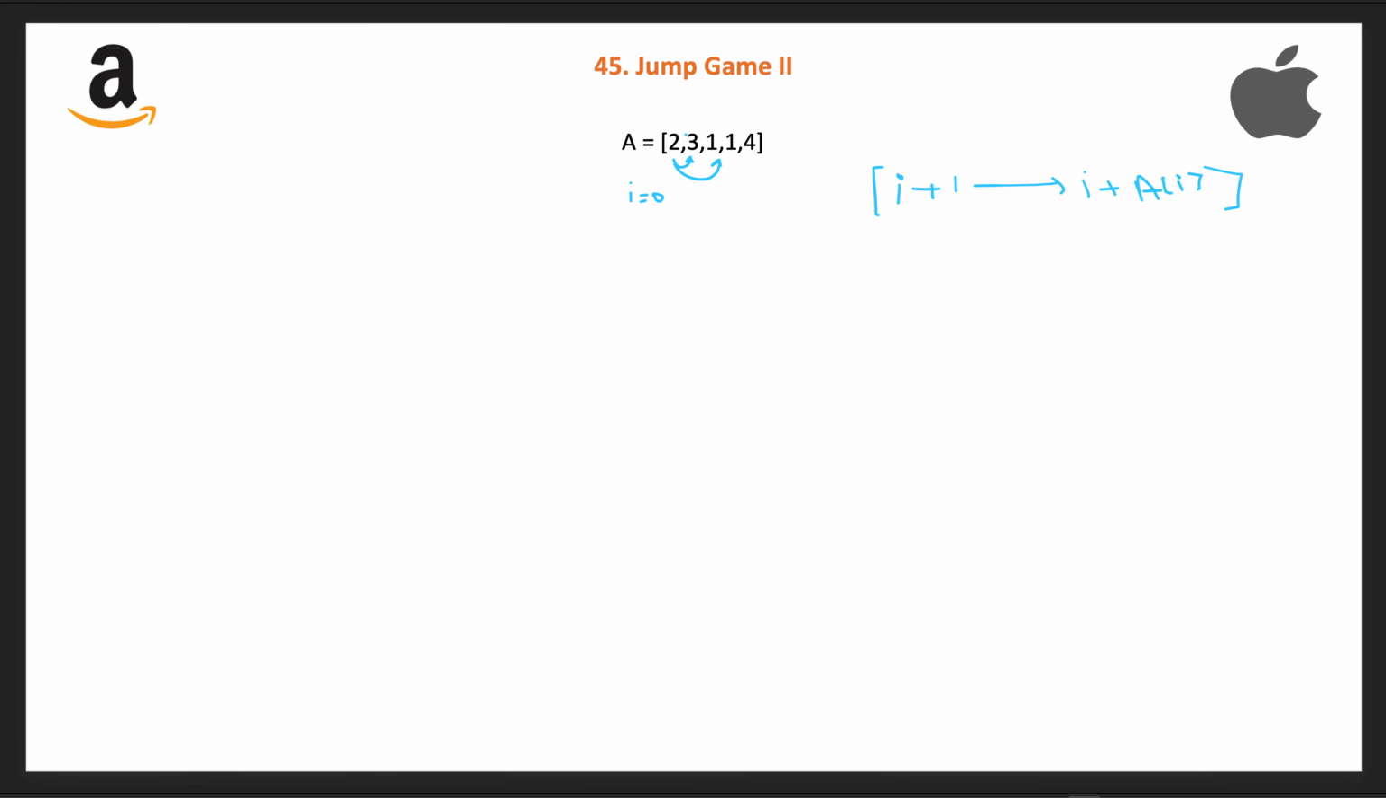So from 2 we can reach 3 or 1, then from 3 we can take this jump, or we can reach the last index. As you can see, to reach 3 we need one jump over here and one bigger jump over here. So minimum we need 2 jumps to reach the last index for this input.